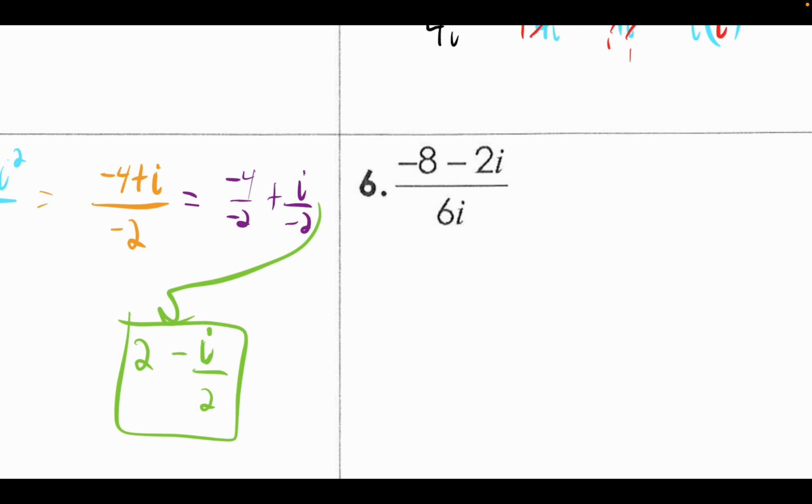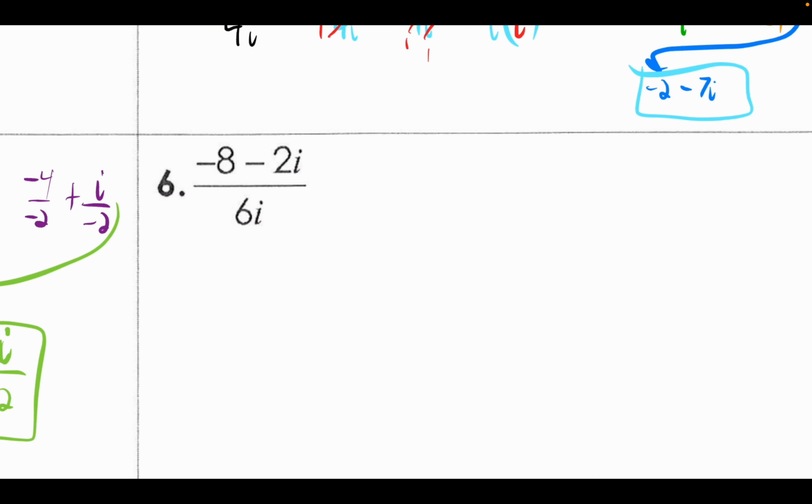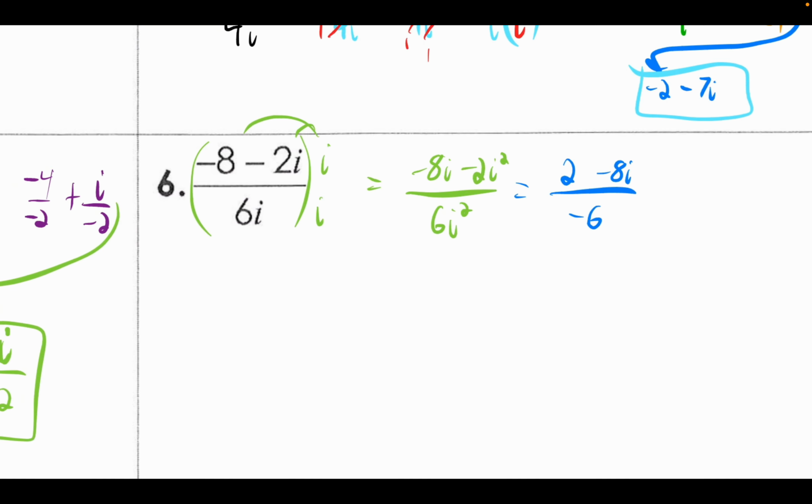On number 6, once again, you could choose to reduce early by 2, if you were to split up the fractions and remember that each one's individually divided by 6I. Or we can just go ahead and off the bat multiply the top and bottom by I, distributing the I, and getting negative 8I minus 2I squared over 6I squared. So this ends up becoming positive 2, which I still don't have to put the plus sign there since the 2 is leading the way, since it's the real part, minus 8I over negative 6.